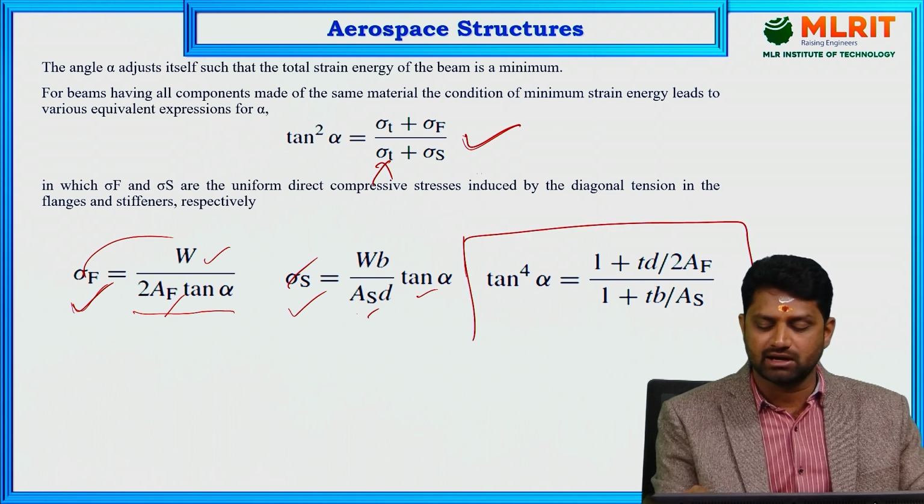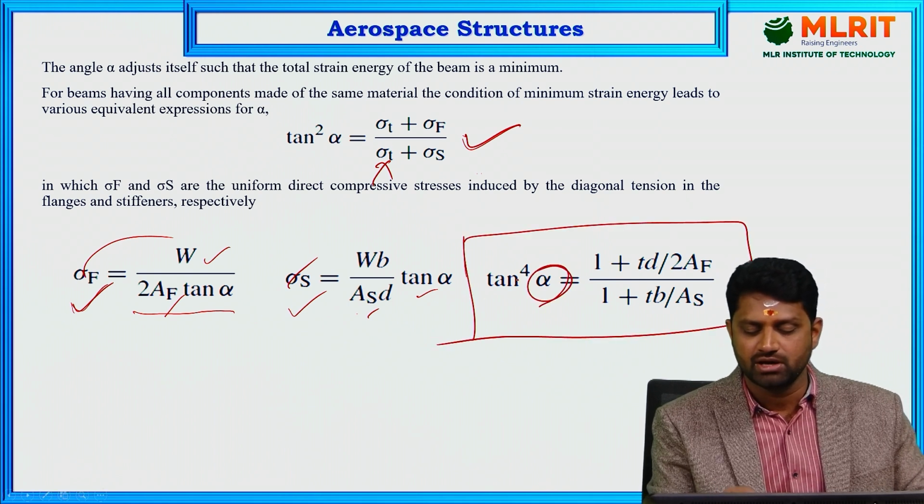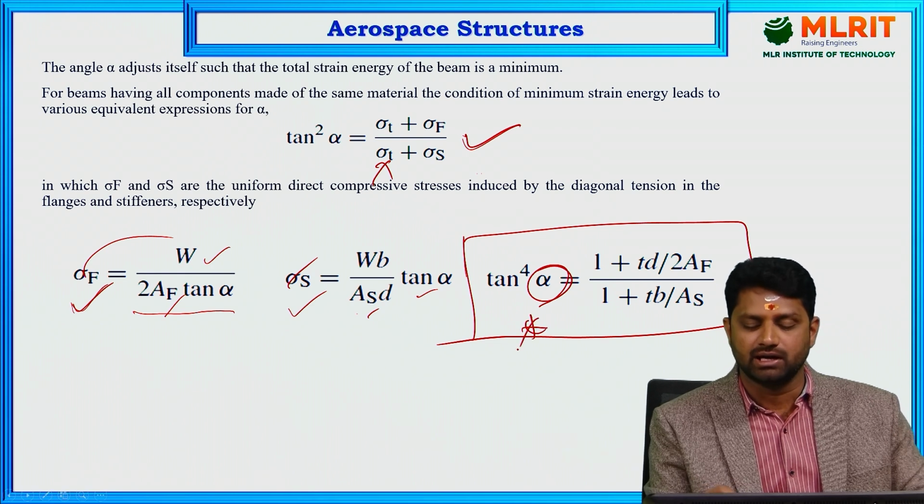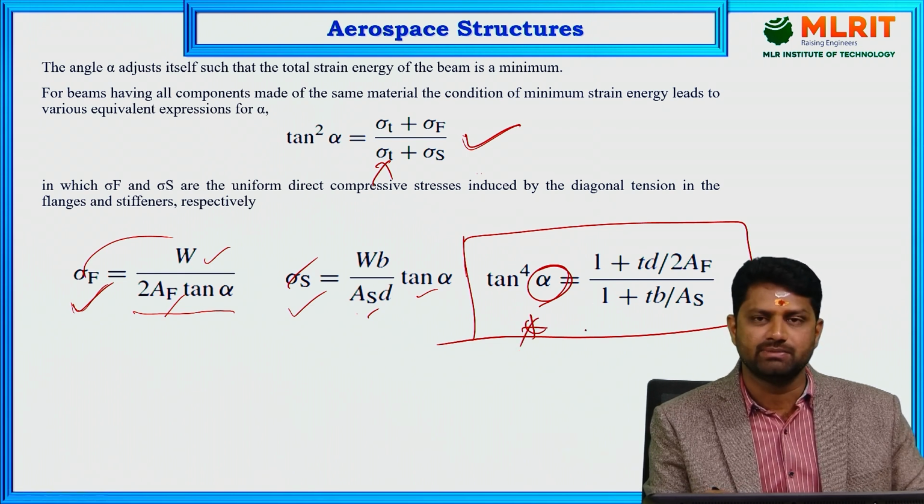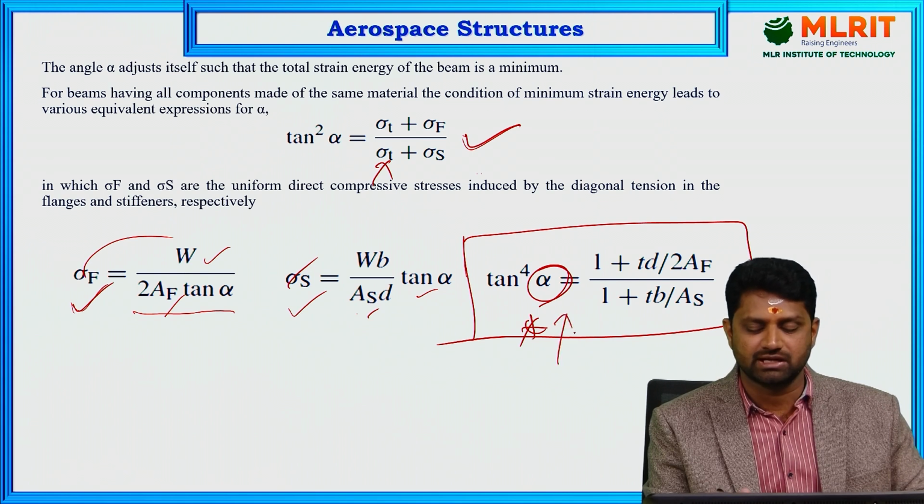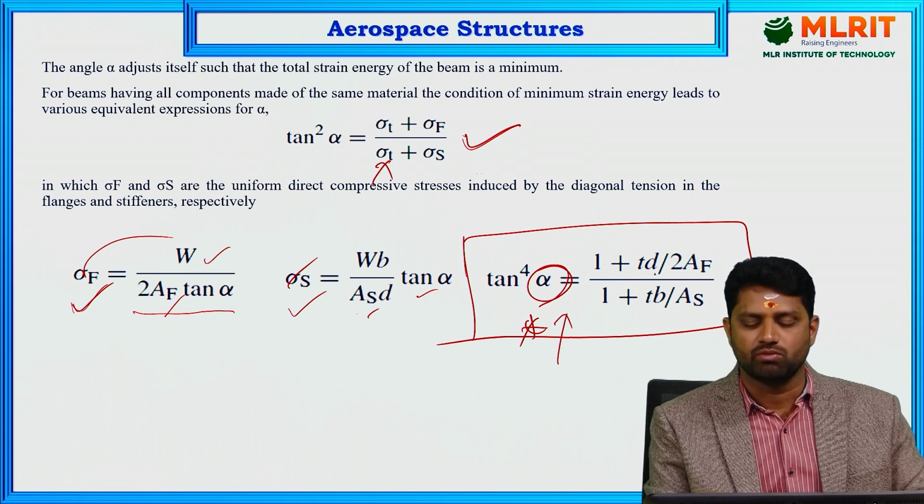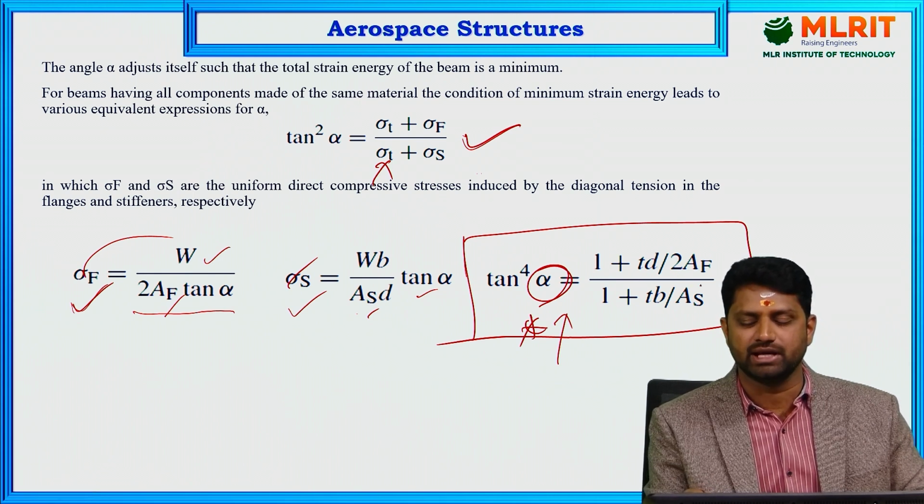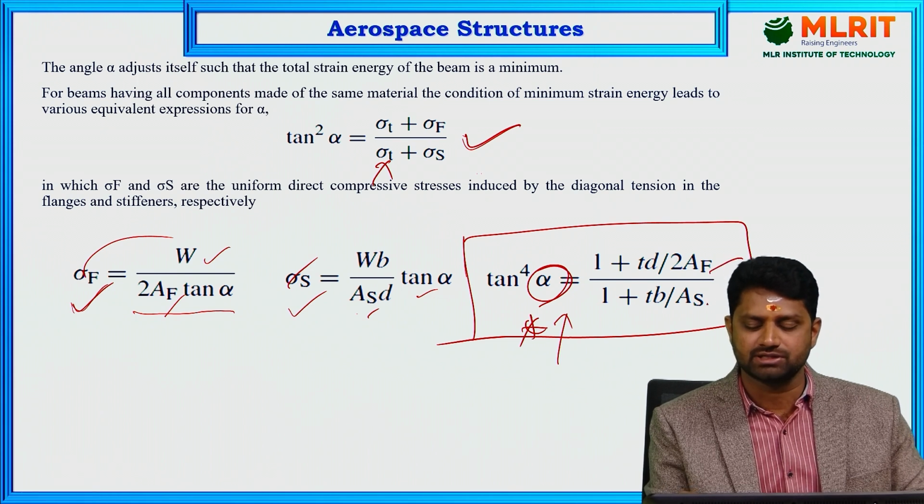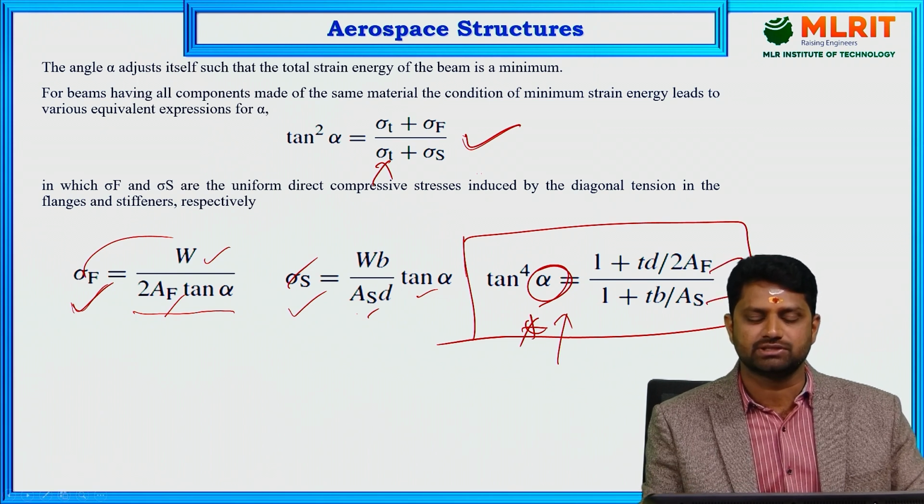This angle of diagonal tension formula for alpha is very important, and usually the problems we get from tension field beams start with this calculation of the angle of diagonal tension alpha. So you have to remember this formula, tan to the power of 4 alpha equals 1 plus TD by 2 AF divided by 1 plus TB by 2 AS, where AF is the area of the flange and AS is the area of the stringer.